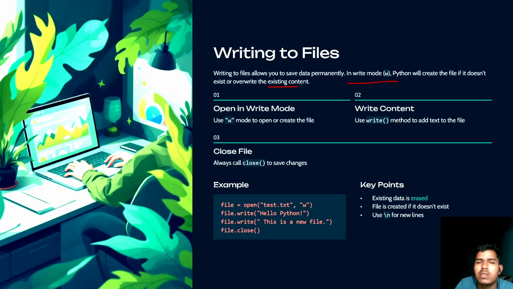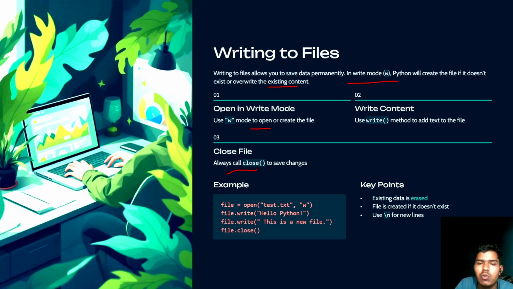The first step is to open in write mode. Use W mode to open or create the file. The second one is write content. Use the write method to add text to the file. The third one is close file. Always call close to save changes.